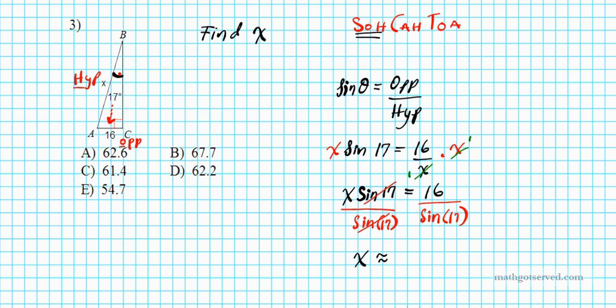If you plug it into your calculator to 3 decimal places, you have 54.724. And if you round it to the nearest tenth, x is going to be approximately 54.7 units. Answer is option letter E.